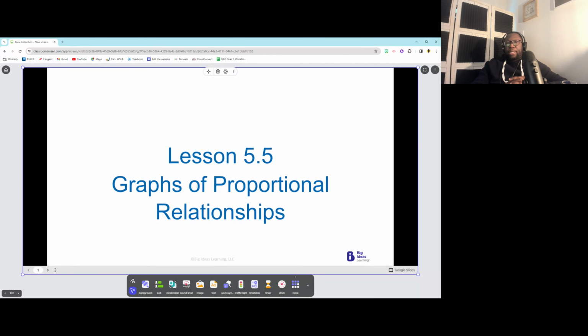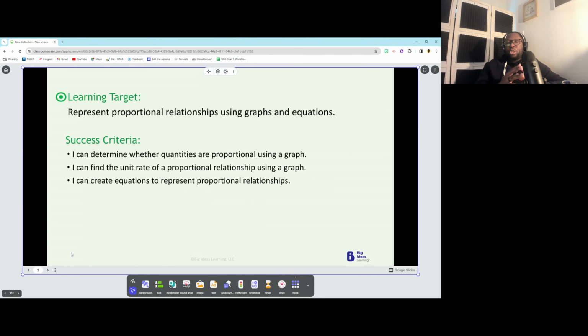Hey kiddos, in this lesson we're going to go over graphs of proportional relationships. Specifically, our objective is that by the end of this lesson, you should be able to represent proportional relationships using graphs and equations. You should be able to look at a graph, tell whether or not that graph is proportional.